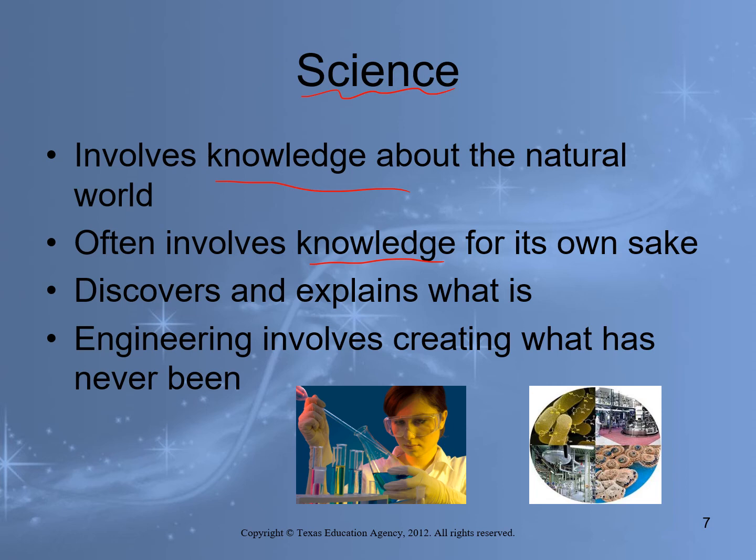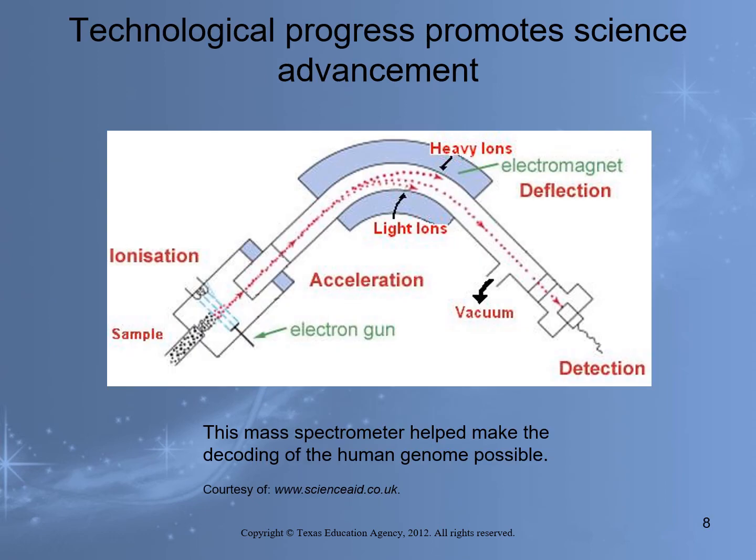So science discovers and explains what it is. So it's about discovering things to discover other things, right? Engineering involves creating what has never been. So engineering is more about creating things and designing things that are useful, whereas science is more about knowing things and knowing more things. All right, that's the main difference between them that we're going to understand.